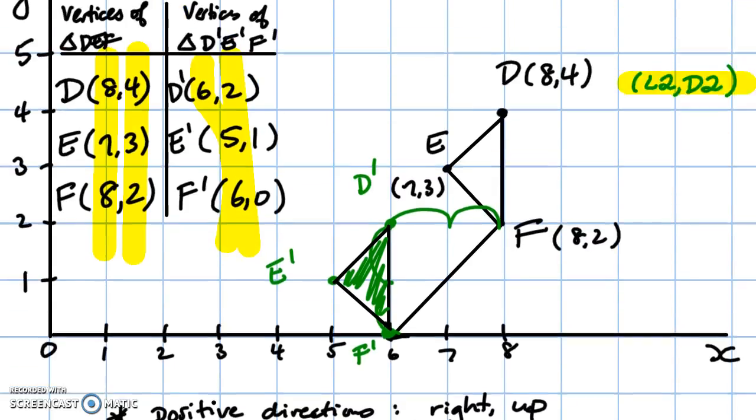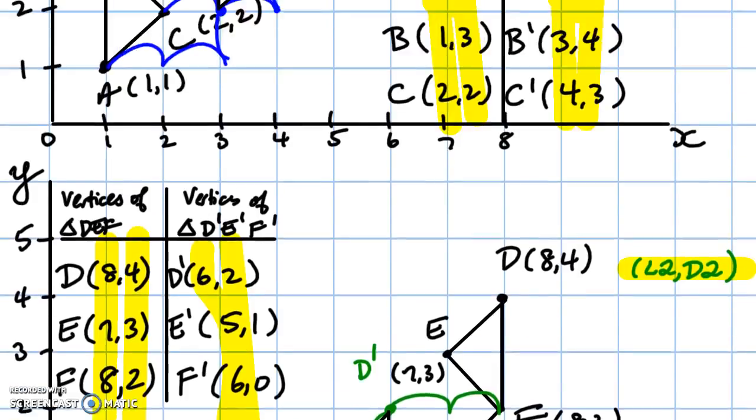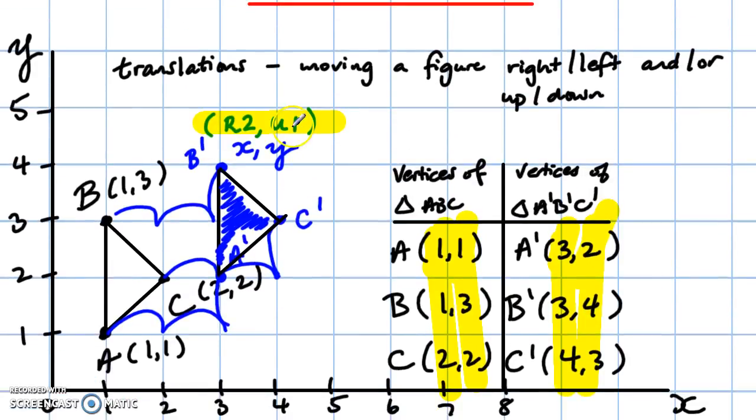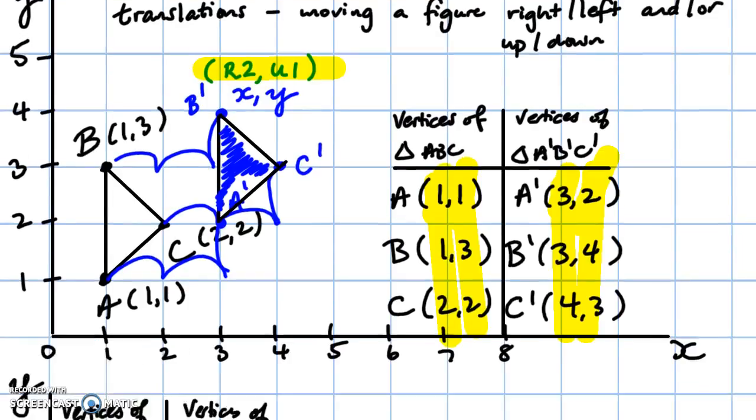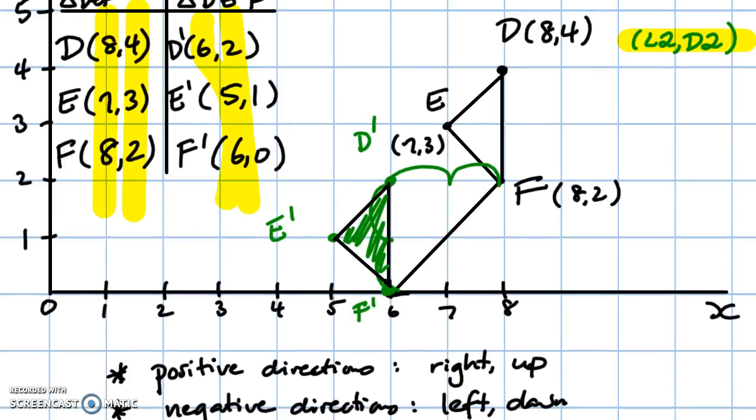Now, it's a bit of a coincidence that I gave you both negative directions in the first example and both positive directions in this example. You would usually have a combination. You'd have a positive and a negative, or a negative and a positive. Okay? And that's it.